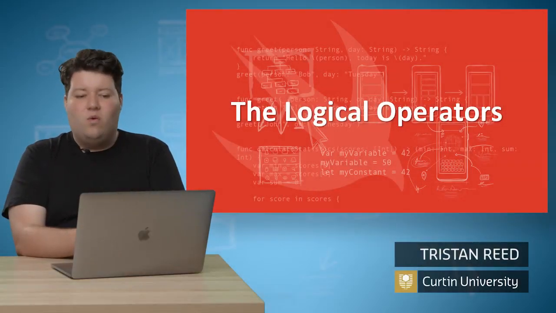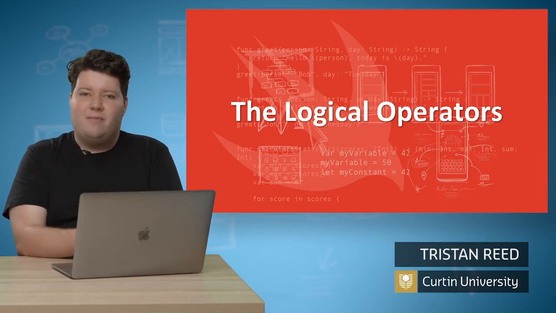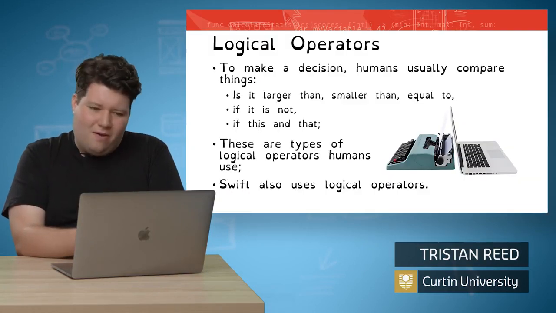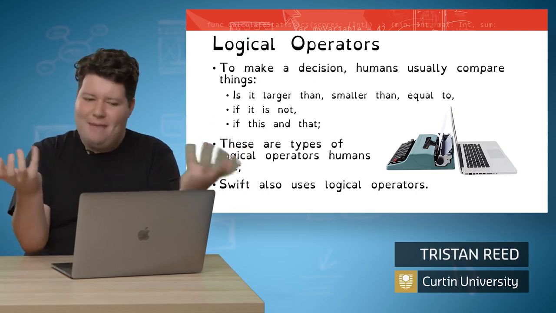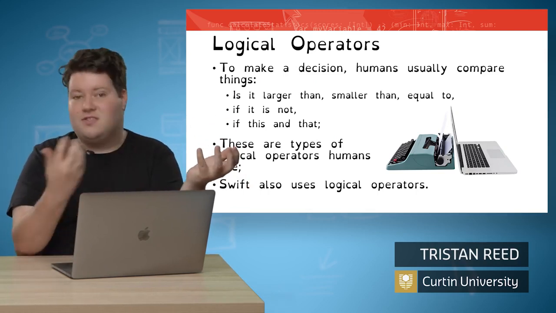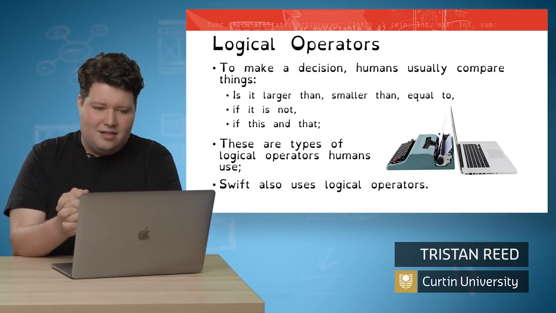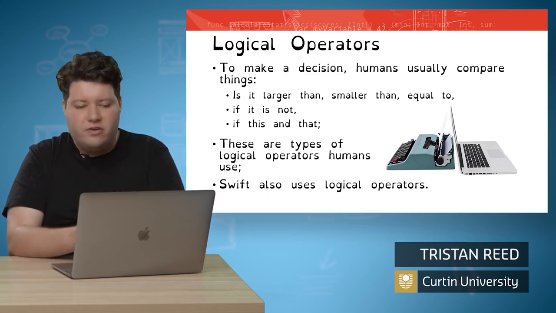As humans, we use logical operators all the time. We just don't explicitly think of them in that manner. We're always comparing things. We're seeing if something is larger or smaller, or if it's the same mass. If it's this, if it's not this, if it's this or that. These are the logical operators that we use.